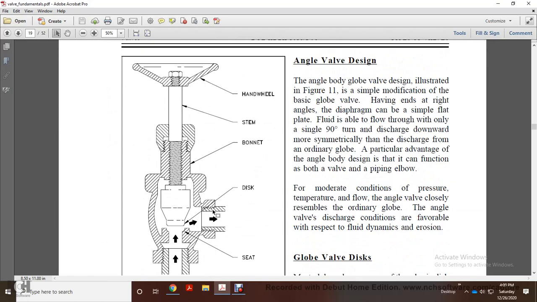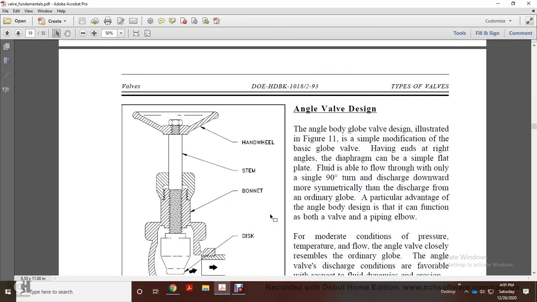Alright, your angle globe valve shows the handwheel, stem, bonnet, disc, and seat. Your angle valve body design. Your angle body globe valve design, illustrated in Figure 11, is a simple modification of the basic globe valve.